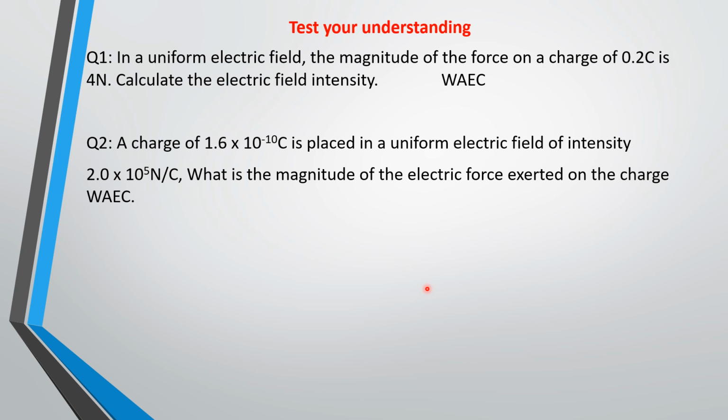Okay, so this is your test your understanding page. The first question says, in a uniform electric field, the magnitude of the force on a charge of 0.2 coulomb is 4 Newton. Calculate the electric field intensity. This is very simple. Then a charge of 1.6 times 10 raised to the power minus 8 coulomb is placed in a uniform electric field of this intensity. Okay, so this is a charge. This is your electric field intensity. They say what is the magnitude of the electric force acting on the charge.